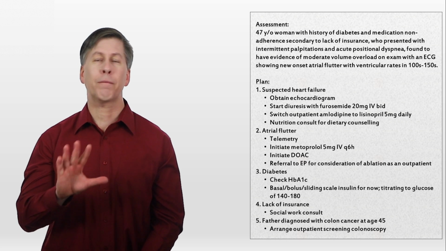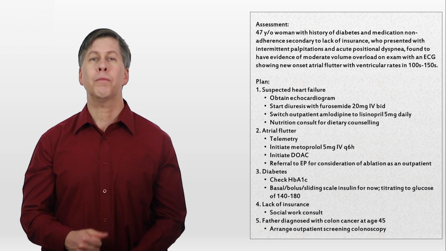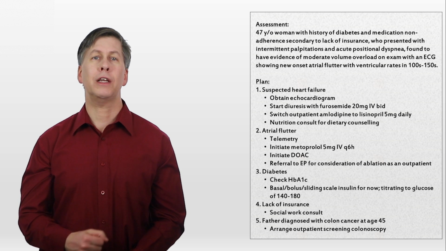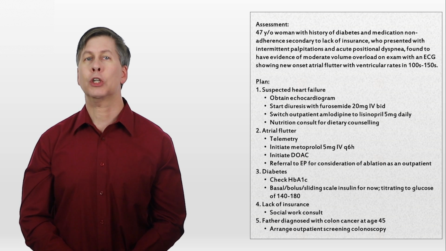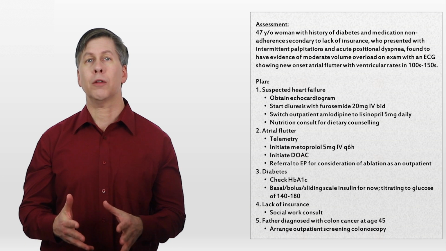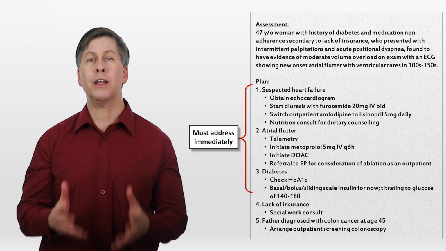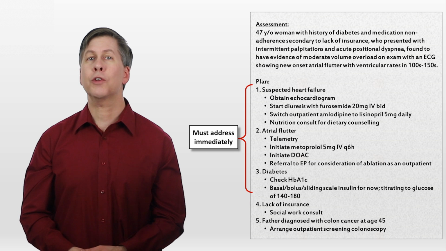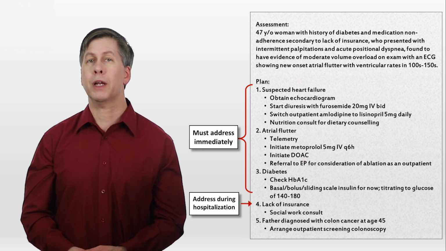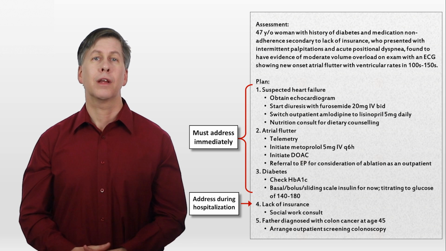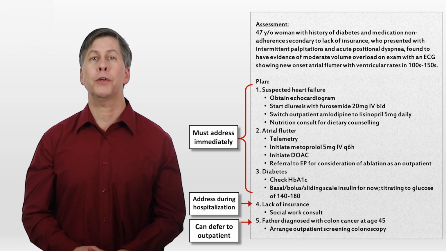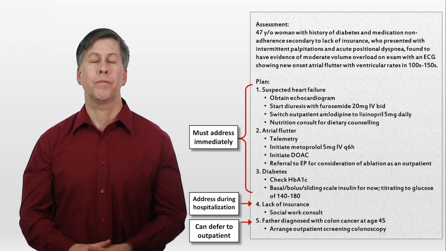Here we have 5 problems: heart failure, atrial flutter, diabetes, lack of insurance, and family history of early onset colon cancer. The earliest listed problems are those that must be addressed immediately. The next are those which need to be addressed during the hospitalization, but not necessarily at this exact moment. And last are problems that can be deferred to the outpatient setting.